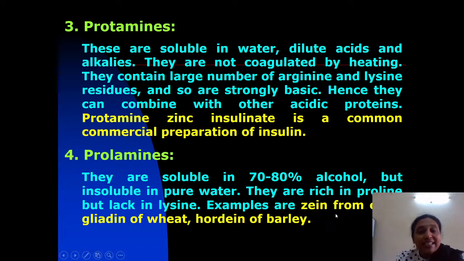Examples of prolamines are zein of corn, which is deficient in lysine and rich in proline, gliadin of wheat, and hordein of barley. So for prolamines, just remember: they are soluble in organic solvents, insoluble in water, rich in proline, and deficient in lysine. Examples are zein of corn and gliadin of wheat. Prolamines are simple proteins.